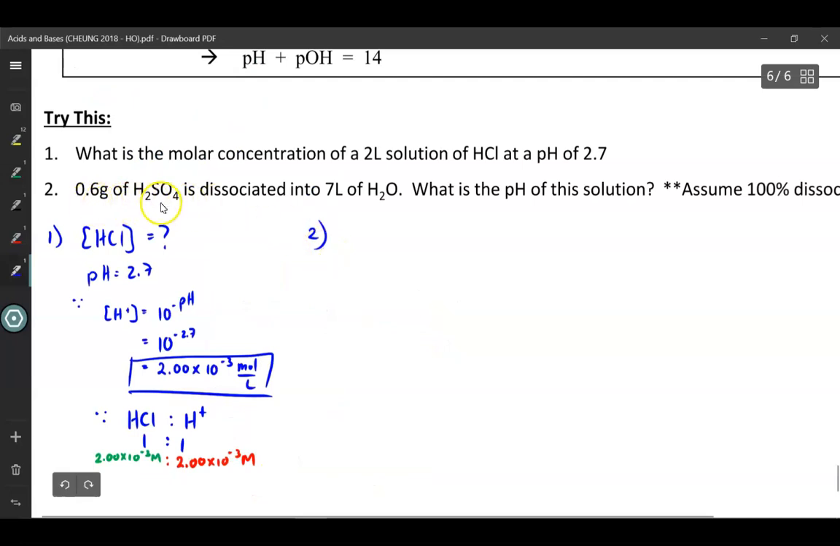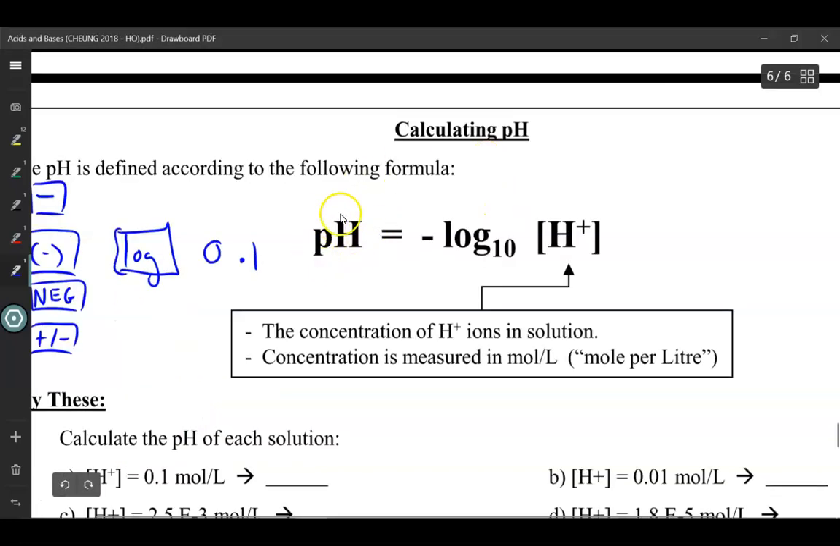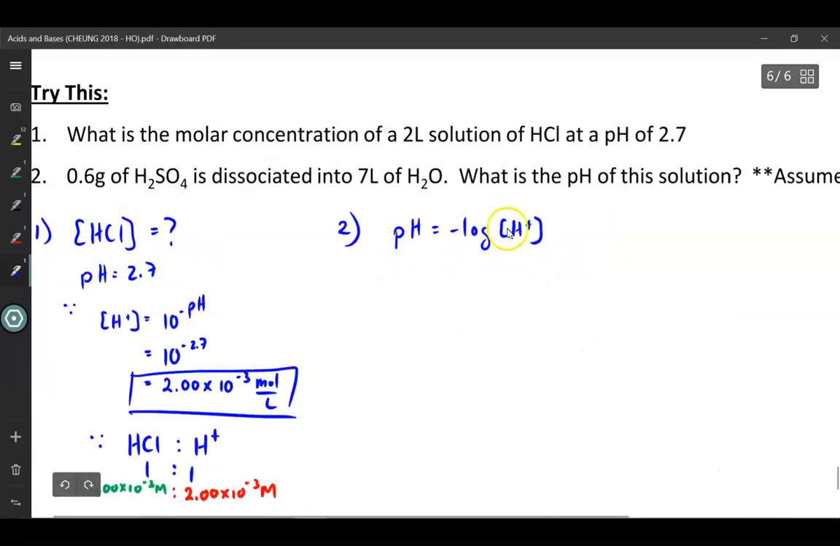0.6 grams of H2SO4 is dissociated into 7 liters of water. So what is the pH of this solution? In order to solve for pH, we use this equation. pH is equal to negative logarithm of H plus concentration. But there's a problem. They don't give me H plus information, they give me H2SO4 information. So that tells me again I need to set up a ratio between H2SO4 and H plus.